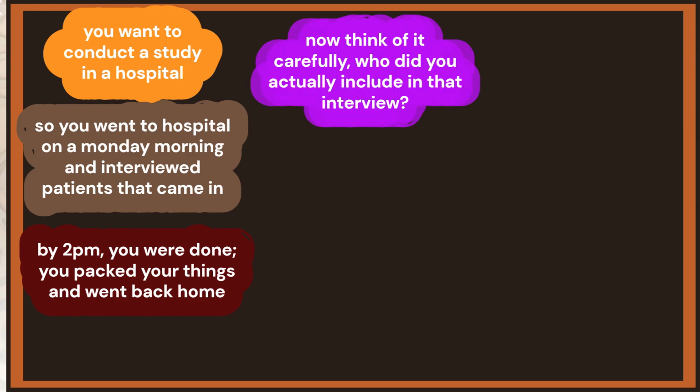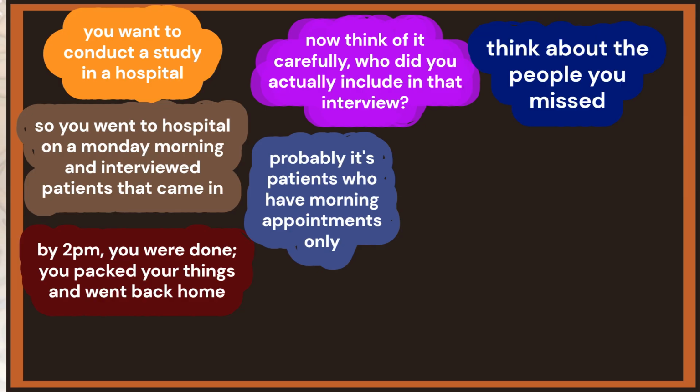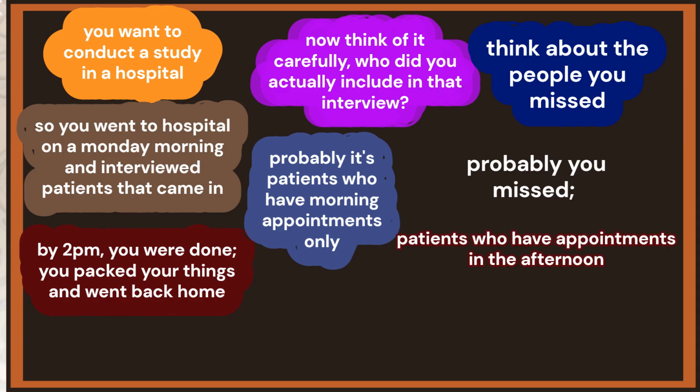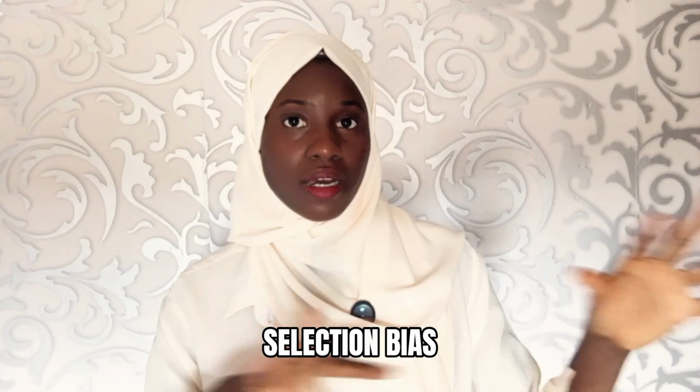Now think about it carefully. Who did you actually include in that interview? Who did you actually collect data from? Probably it's patients who have morning appointments only. So now think about the people that you have missed. You have probably missed patients who have appointments with doctors in the afternoon. You have missed patients that were admitted through emergency departments, and also patients whose appointment is on Tuesdays. And without realizing it, you only collected data from a small fraction of your population. And this is what we call selection bias.